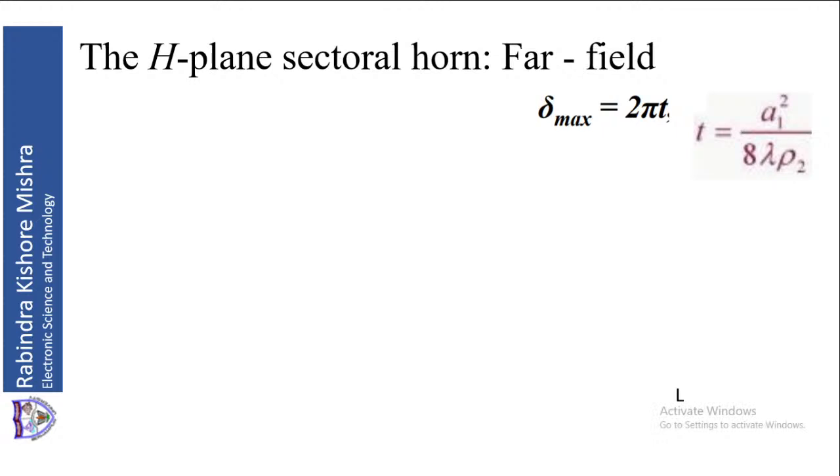We have just discussed how to find out the phase difference or the phase error. So you can write delta max, the maximum phase error at the end point, in this form: 2 pi into T, where T is equal to A1 square, or capital A square, divided by 8 lambda into rho 2 or capital R0. So this gives you the maximum phase error.